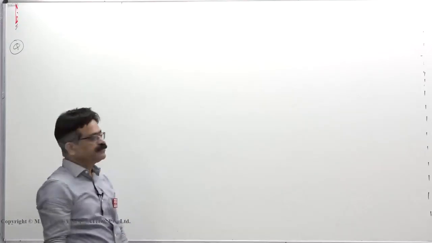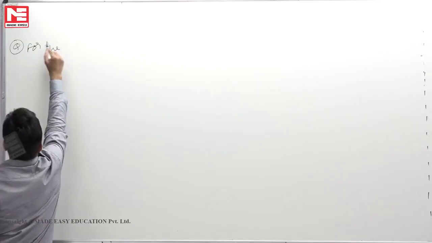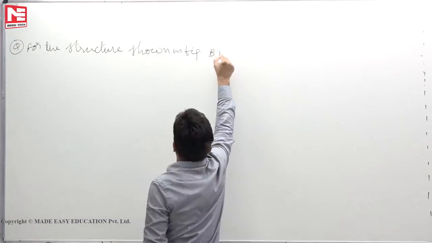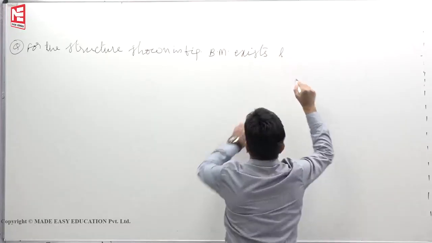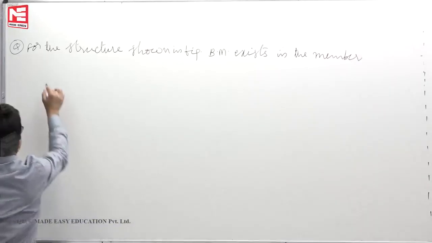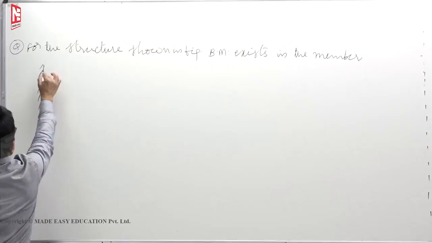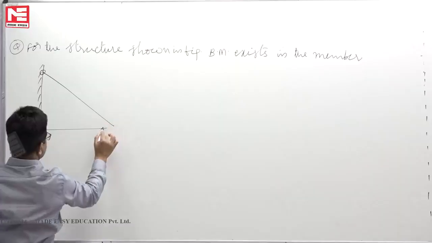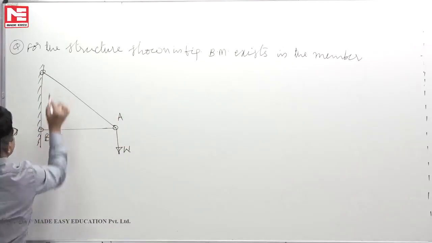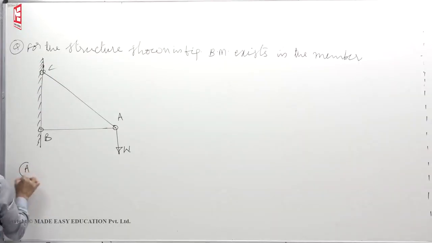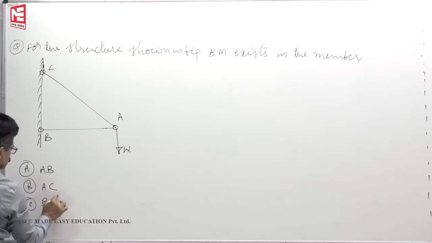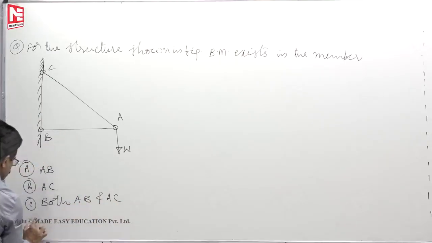Now, on the fundamentals, the question can be asked like this. For the structure shown in the figure, bending moment exists in the member: AB, AC, both AB and AC, or no member. This was asked in one of the GATE papers as a 2 marks question.